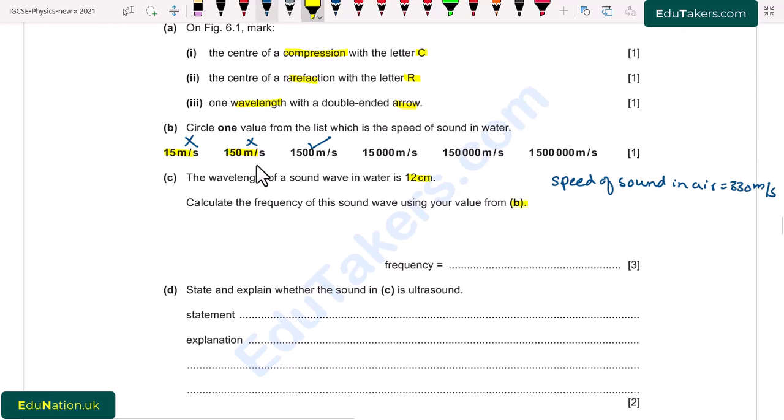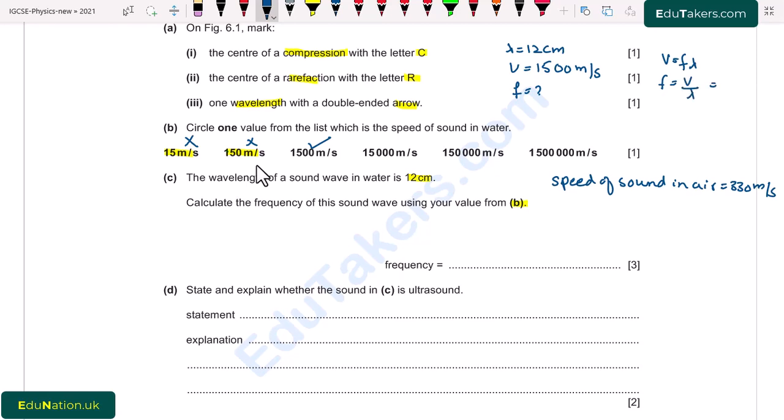So the wavelength is given, that is equal to 12 centimeter. I write here wavelength lambda is equal to 12 centimeter and we have to use the value from part B, that is the speed of sound in water. So I write here V is equal to 1500 meter per second. So we have to find out the frequency here. We know that V is equal to f lambda. Here we have to calculate f and it will be equal to V over lambda.